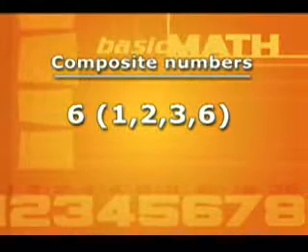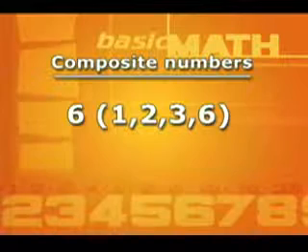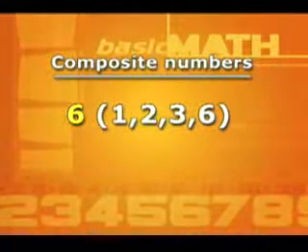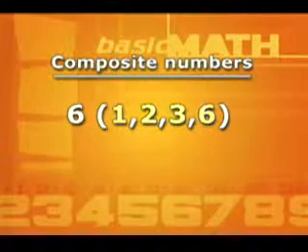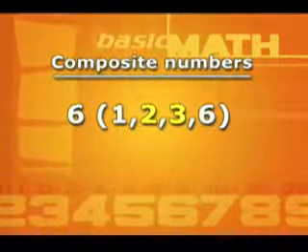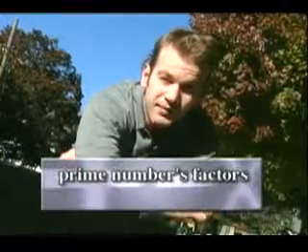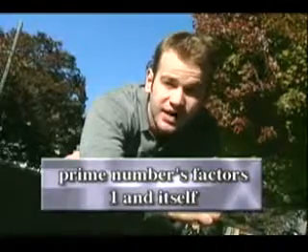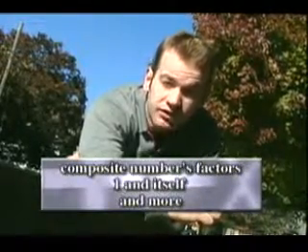The second type of number is a composite number. This is any number that has more factors than just 1 and itself. 6 is a composite number. 6 and 1 are factors of 6. 2 and 3 are also factors of 6, since we can multiply 3 times 2 to get 6. Don't forget, a prime number's factors are only 1 and itself. A composite number does have factors other than 1 and itself.